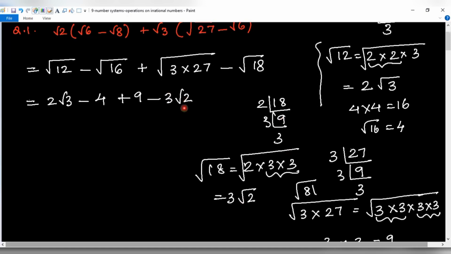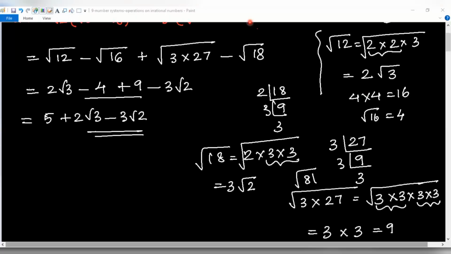Now, here minus 4 plus 9. Minus 4 plus 9 is 5. Then plus 2 root 3 is there. Then minus 3 root 2 is there. This is the final answer.